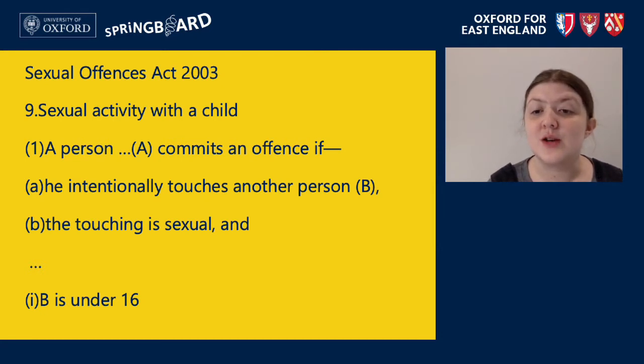Section 9. Sexual activity with a child. Subsection 1. A person, A, commits an offence if, paragraph A, he intentionally touches another person, B. Paragraph B, the touching is sexual. And, subparagraph 1, that's the little Roman numeral 1, B is under 16.